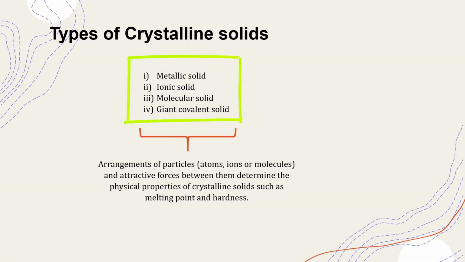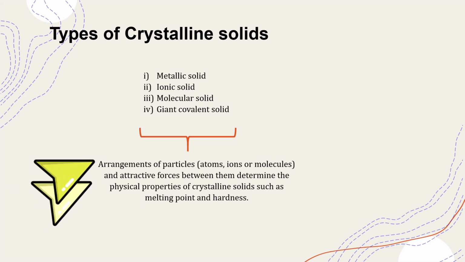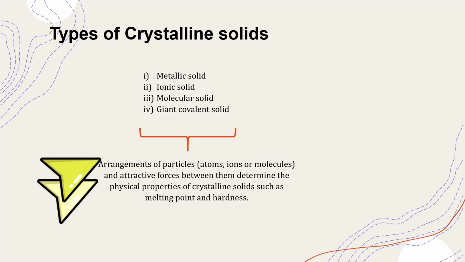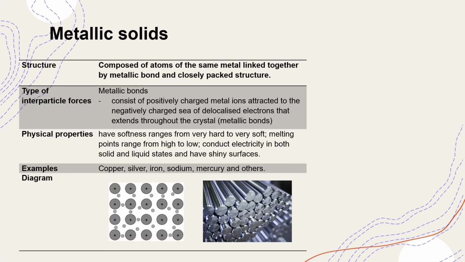There are 4 types of crystalline solids: metallic solid, ionic solid, molecular solid, and giant covalent solid. All of these crystalline solids have different arrangements of particles and attractive forces between them. And the attractive forces and arrangement of particles will determine their physical properties such as the melting point and hardness. The metallic solid is composed of atoms of the same element linked together by metallic bond, and they are closely packed in the structure.